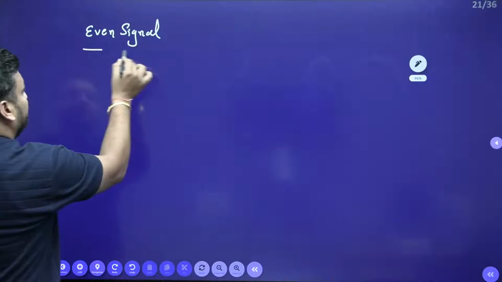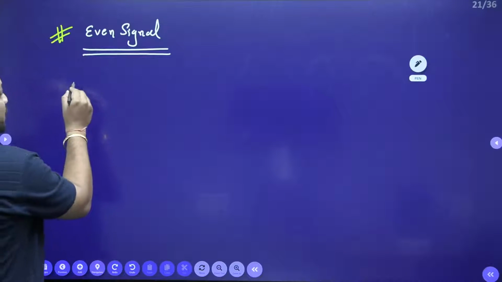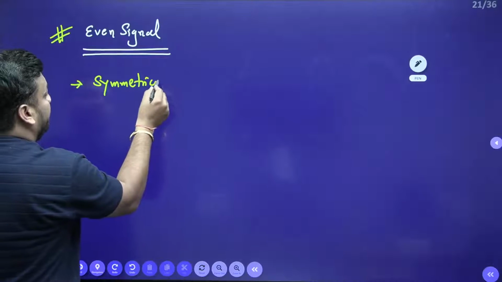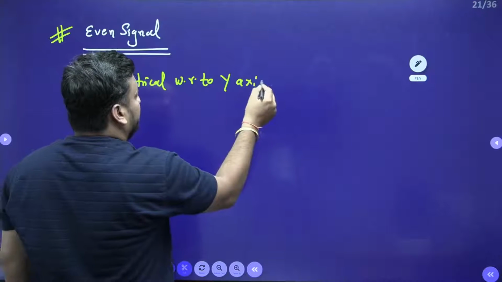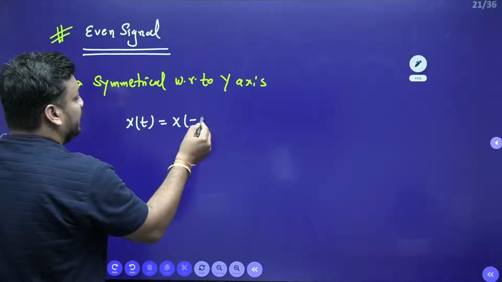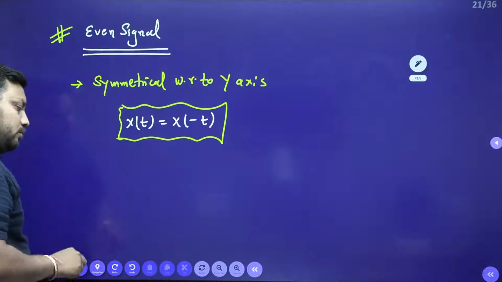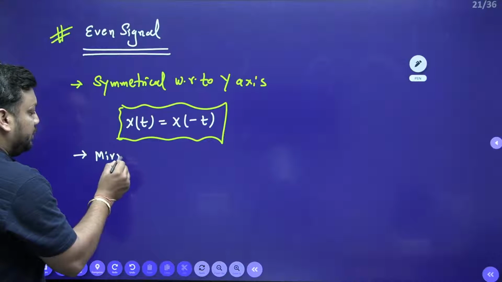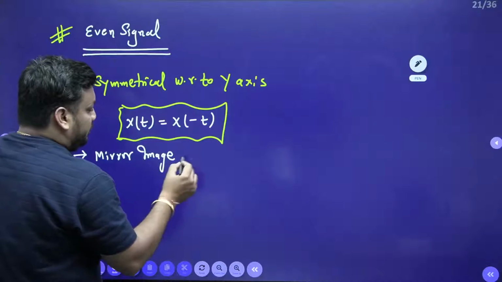A signal which is symmetrical about the y-axis. A signal which is symmetrical with respect to which axis, guys? With respect to the y-axis. It means we can say that x of t is equal to x of minus t. So this is symmetrical about the y-axis. The signal has a mirror image with respect to the y-axis.